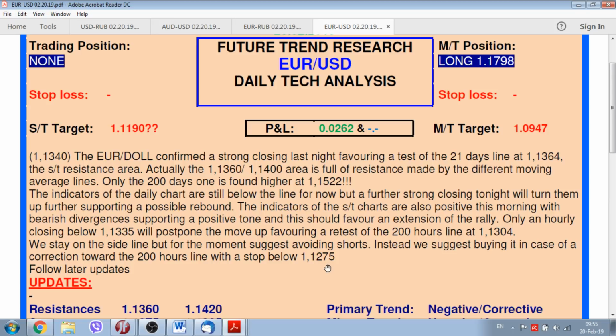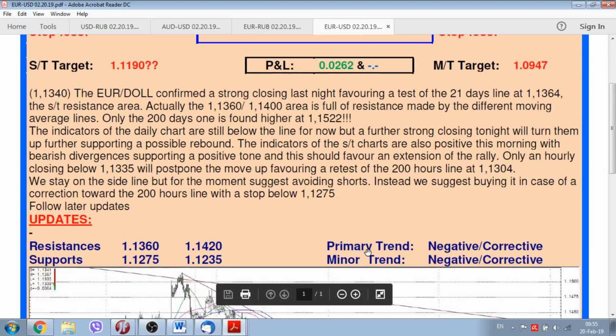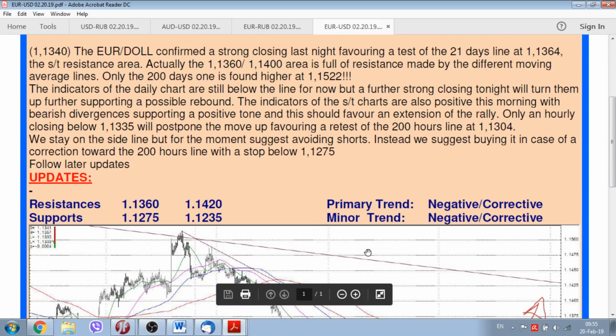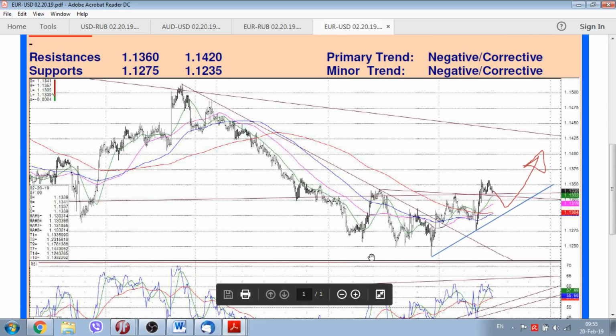So, as you could see, now FutureTrendResearch suggests to avoid shorts, but instead will try to buy the currency in case of correction towards the 200 hours line, located, by the way, once again around 113.04, with a stop below 112.75. Resistances are 113.60, 114.20, and supports 112.75, 112.35.